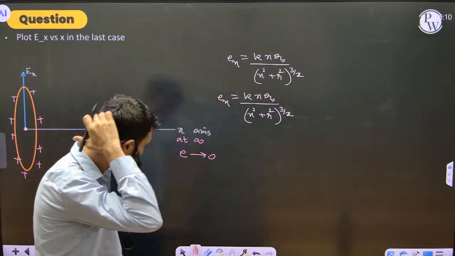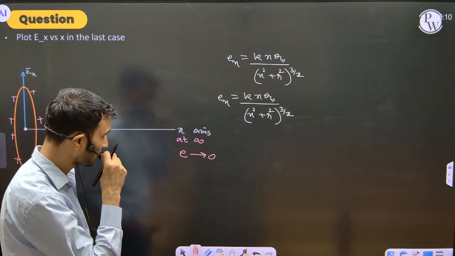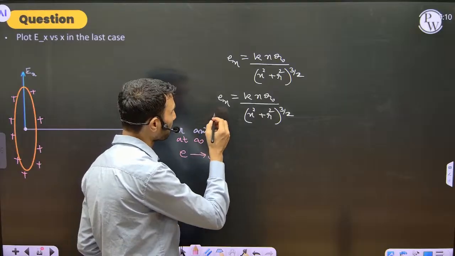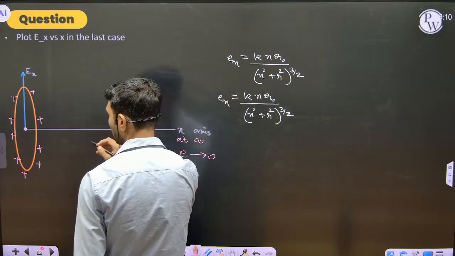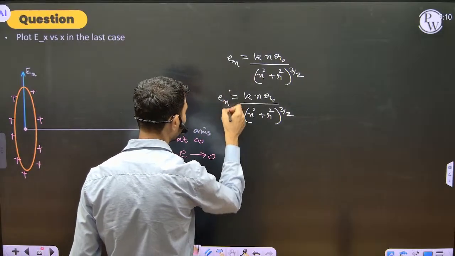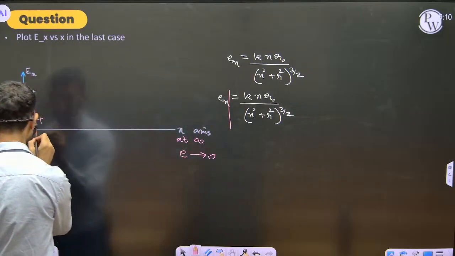Now see, if I want to find out the electric field at this point, right? So what will be the electric field at that point? Here x is how much?